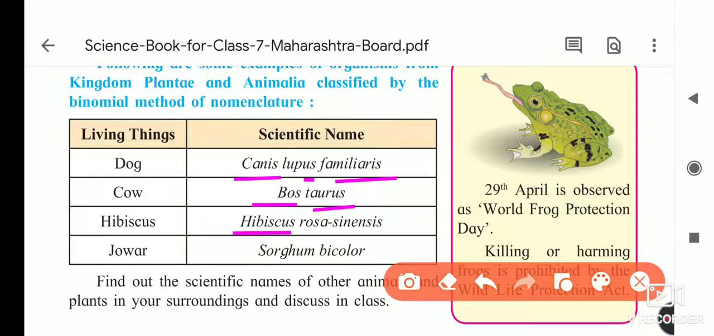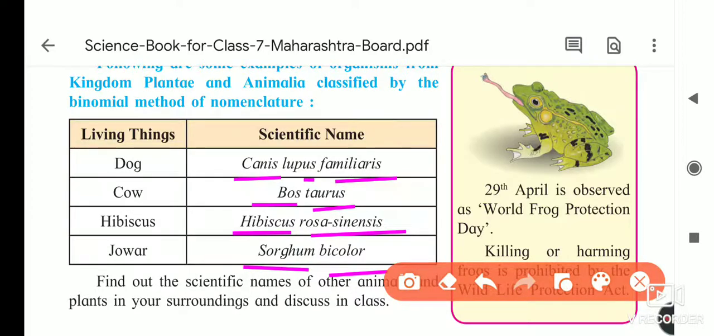Hibiscus, you know, no? So Hibiscus rosa-sinensis is the scientific name for the hibiscus. Hibiscus is the genus and rosa-sinensis is the species. Next is jowar. Jowar's scientific name is Sorghum bicolor. Sorghum is the genus and bicolor is the species.